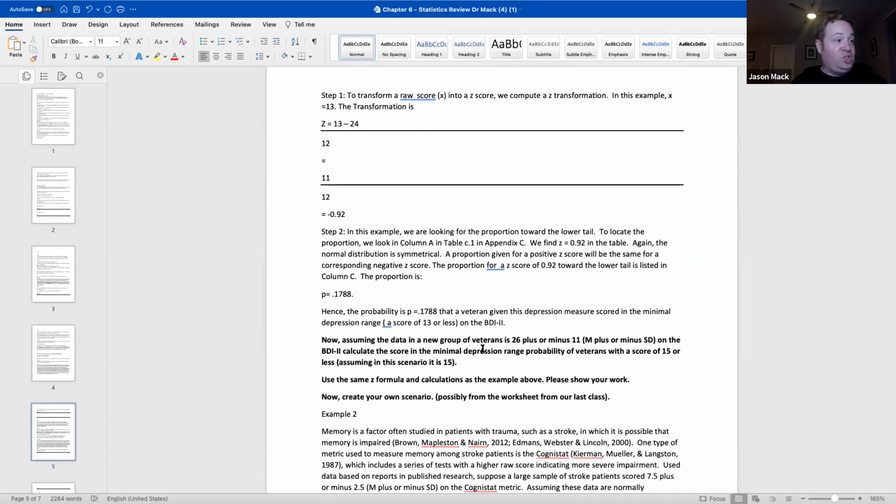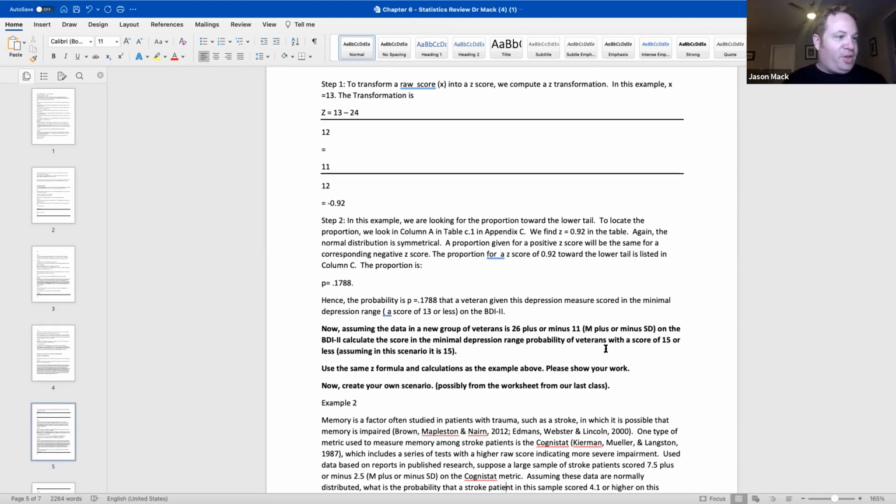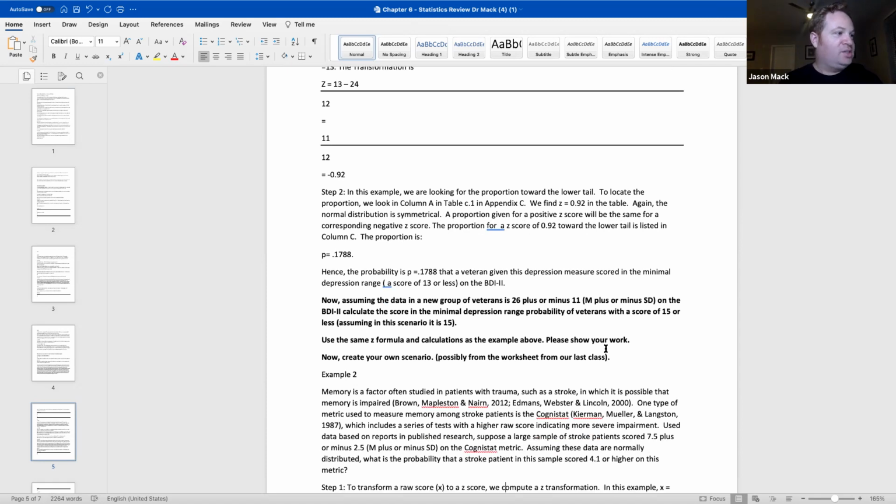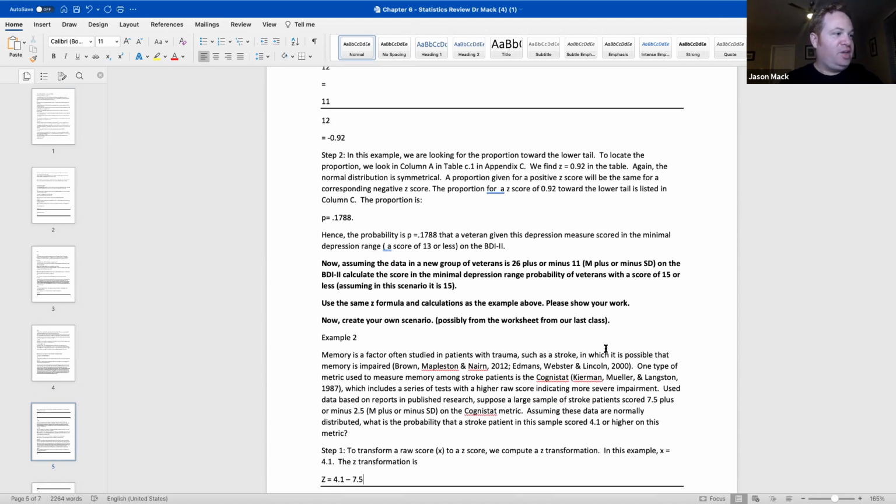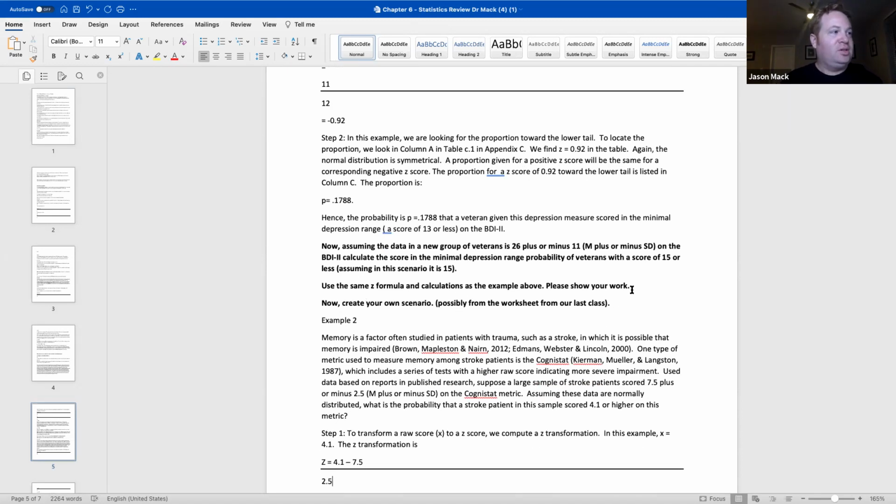So now, assuming data in a new group of veterans is 26 plus or minus 11, mean plus or minus standard deviation on the BDI-2, calculate the probability of veterans in the minimal depression range with a score of 15 or less. Assuming the scenario is 15, do the same steps I just showed you and are shown in the worksheet, then create your own scenario.